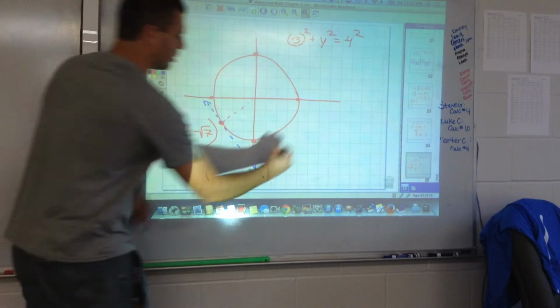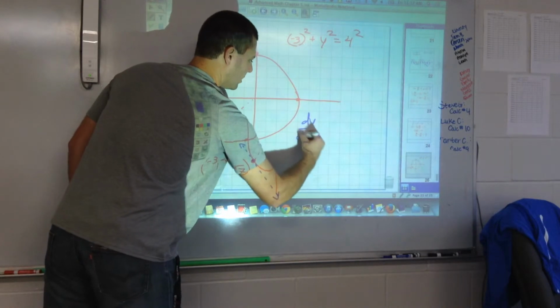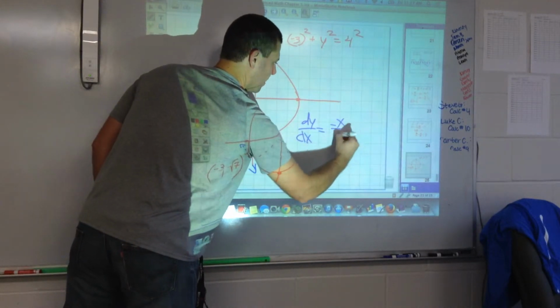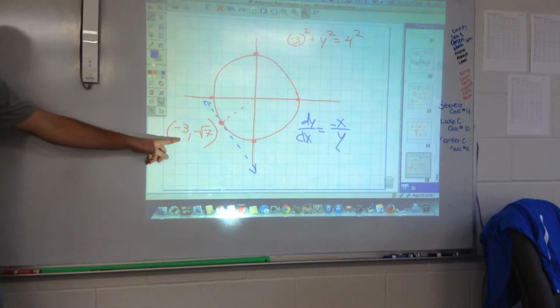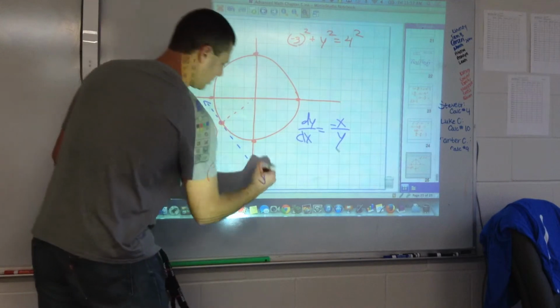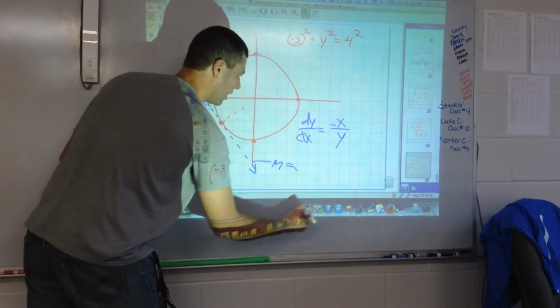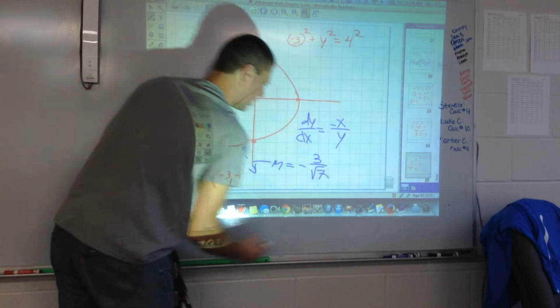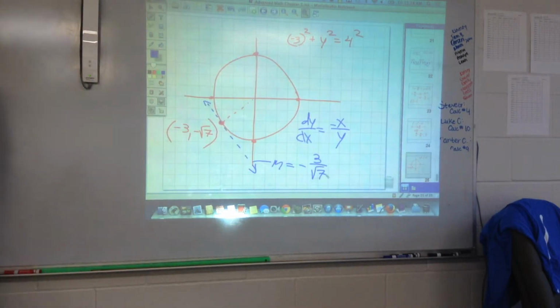The slope of the tangent line, remember, dy dx is equal to negative x over y, right? So in this case, the opposite of x would be 3 over negative root 7. So in this case, the slope of this tangent line would be negative 3 over square root 7. This would be the slope of the tangent line of the circle at that coordinate. All I had to do was take the coordinate and substitute it into my derivative.